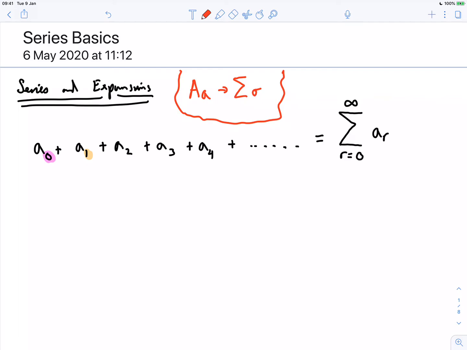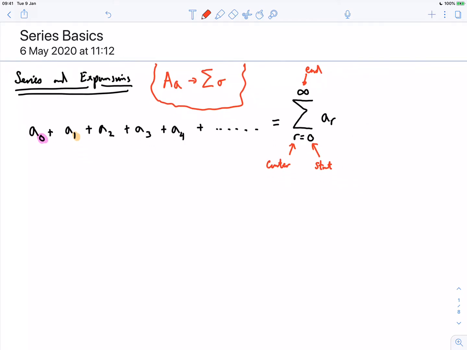And generally speaking, this R is what's called a counter. And this number here is when we start counting, and the number or concept at the top is where we end the count. Okay, so that's saying starting from 0 to infinity, we're going to add.